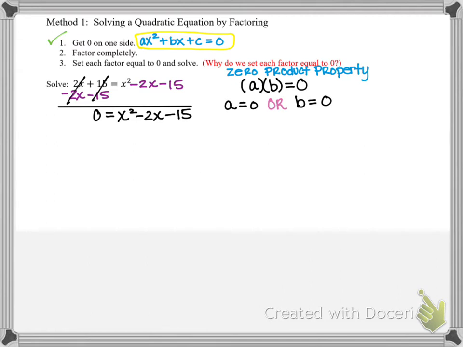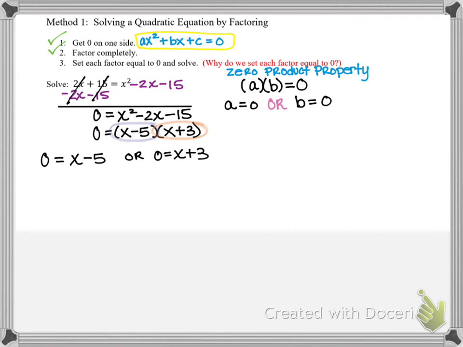Now I want to factor the trinomial x squared minus 2x minus 15. So I need 2 numbers that multiply to negative 15 and add up to negative 2. Those numbers are negative 5 and positive 3. So my factored form is the binomial x minus 5 times the binomial x plus 3, and that is equal to 0. Now I can utilize the zero product property. So either the binomial x minus 5 is equal to 0, or the binomial x plus 3 is equal to 0. After I factored it, that was step 2.